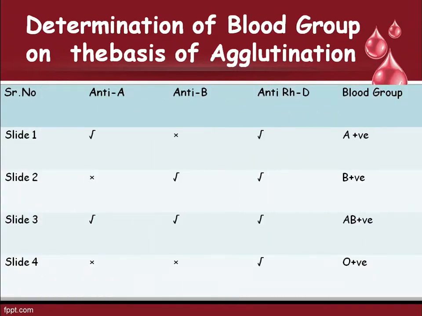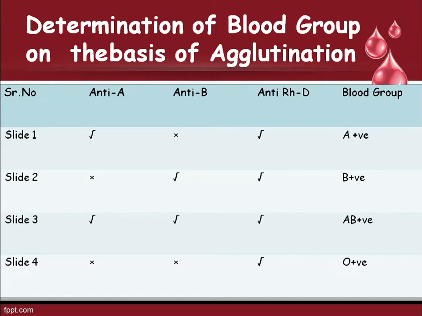Now it means the slide 1 that contains anti-A present, anti-B absent and anti-D present. It gives the blood group A positive. Second one is slide 2. In that anti-A absent, anti-B present and anti-D present gives B positive.